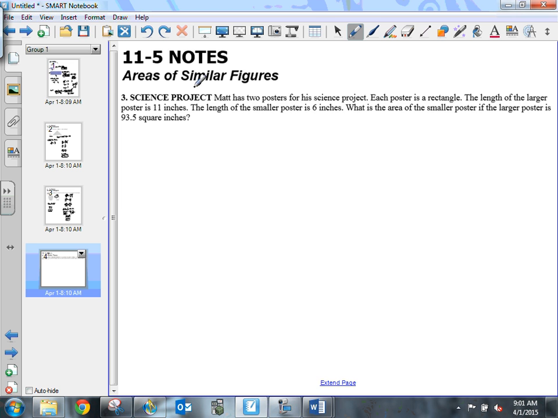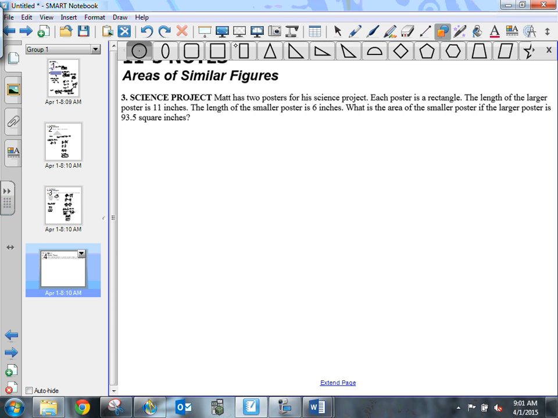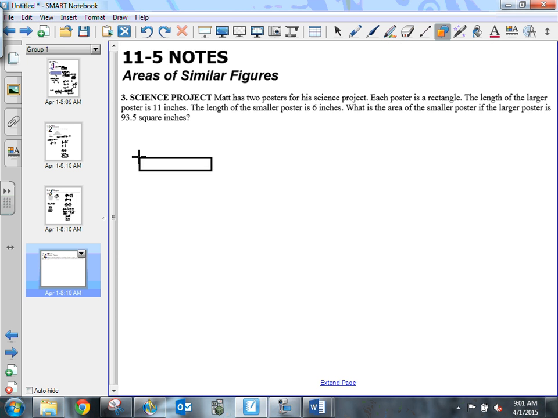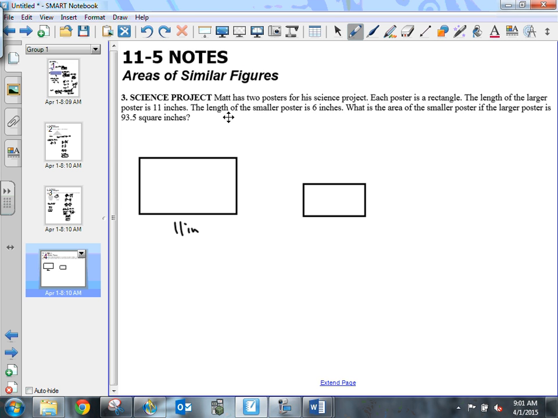Okay, let's take a look at the next one, the very, very last one. Number 3, the science project. My friend Matt has 2 posters for his science project. Each poster is a rectangle, okay, and they're similar. So let's go ahead and actually just draw in 2 rectangles, one that's big, one that's small. It says the length of the larger poster is 11 inches. So I'm going to call this 11 inches. The length of the smaller poster is 6 inches, so this is 6 inches.